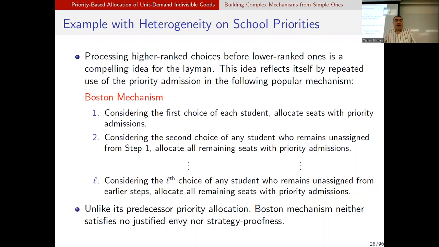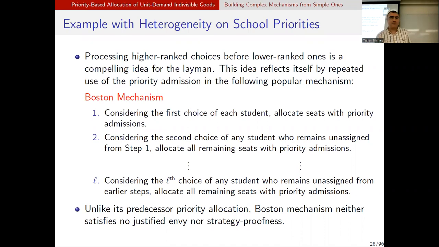So basically, considering the first choice of each student, allocate seats with priority admissions. And for the remaining seats, do the same thing, and so on and so forth. But when you do this, it neither satisfies no justified envy nor is it strategy-proof anymore, right? Like this rudimentary adjustment, it is simple, it's very popular, but it's nothing like its base mechanism in terms of its performance.